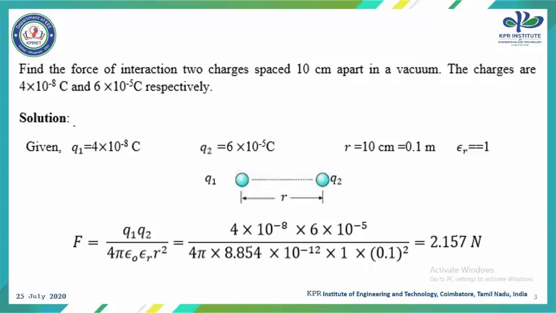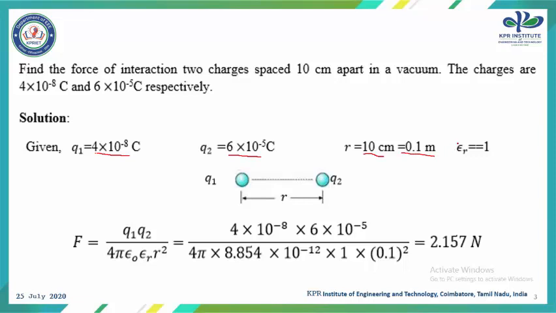Here two charges are given. Let us take the first charge as Q1, which is equal to 4 into 10 to the power of minus 8 coulomb, and the second charge is Q2, which is equal to 6 into 10 to the power of minus 5 coulomb. The distance between the two charges is 10 cm. Converting to meter, it is equal to 0.1 meter. Here epsilon R is 1.